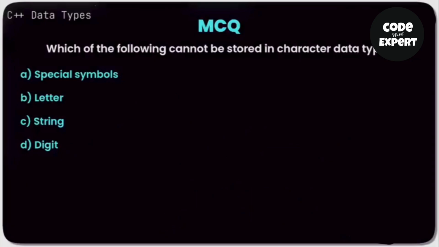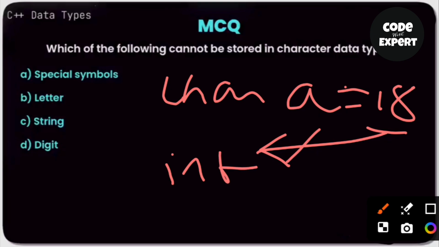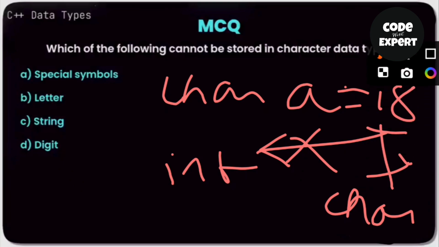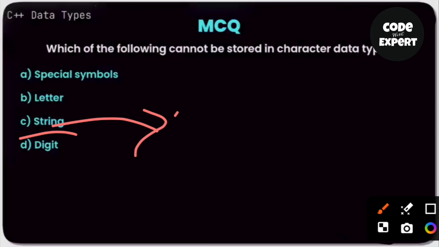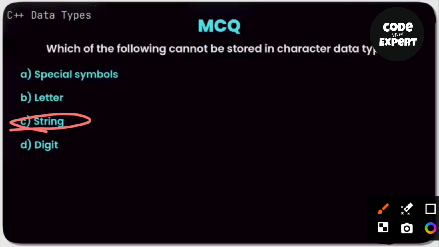Here we can write characters in the form of integers, like if we say char A equals 18, here 18 will not be taken as an integer but as a character. And as you know, a string is a collection of subsequent words, so a string cannot be stored in the character data type. That's why the answer of this MCQ is string.